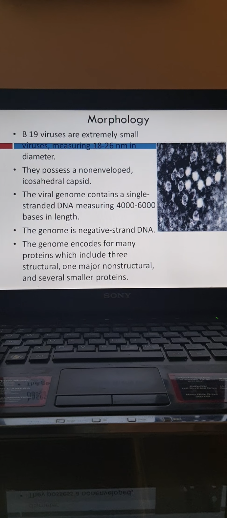So the morphology of parvovirus, that is B19 virus: it is an extremely small virus measuring 18 to 26 nanometers in diameter. It is non-enveloped and has an icosahedral capsid. The viral genome contains single-stranded DNA measuring 4,000 to 6,000 bases in length. It has negative strand DNA, and the genome codes for many proteins, which include 3 structural, 1 major non-structural, and several smaller proteins.